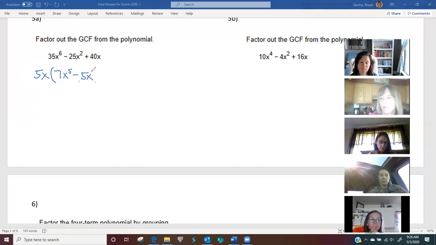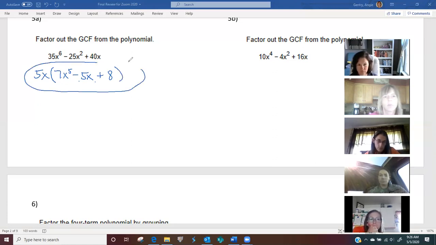How are we doing? This stuff should be super comfortable, or at least like, oh, I've seen that before. I need to review a little bit. 5 times what is 40? 8. 5x times 8 is 40x, true. And that's the end of the story. And folks, don't try to factor this trinomial.